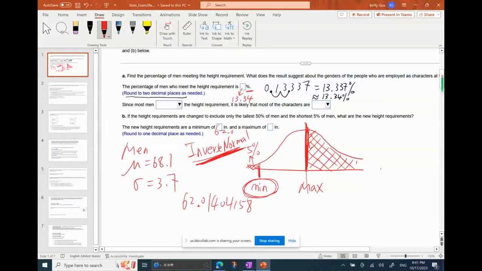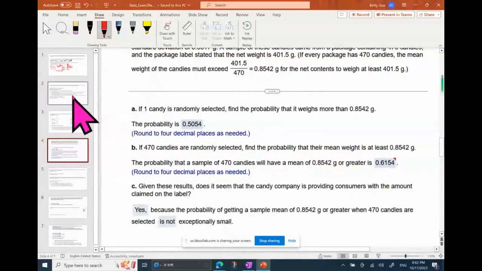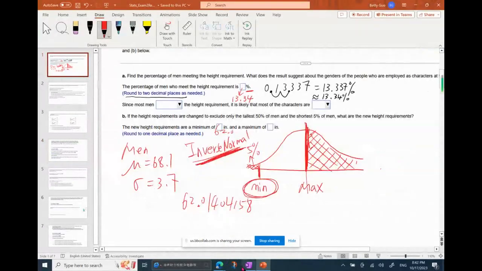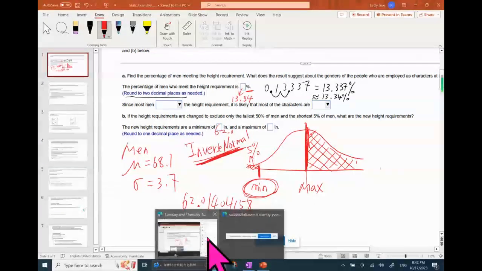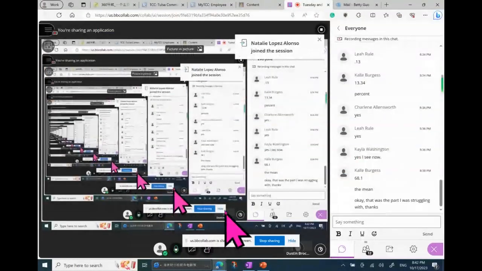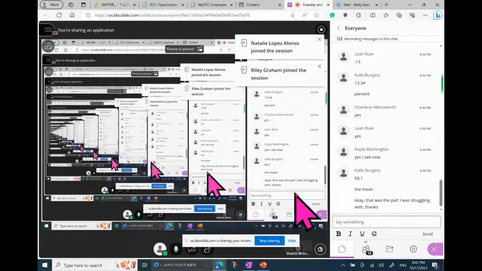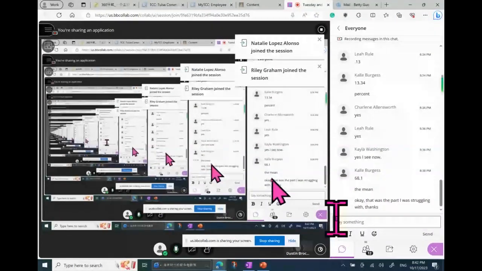All right, do you agree, guys? Is inverse normal? The minimum requirement is that. Then we can exclude the shortest 5% of men. Any response? That was the part I was struggling with. Okay, no problem. Thank you.